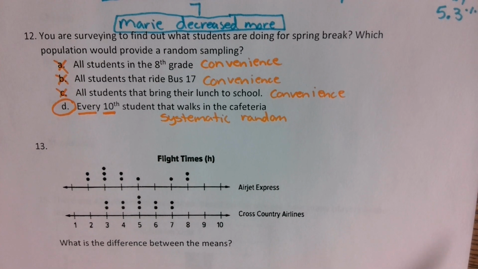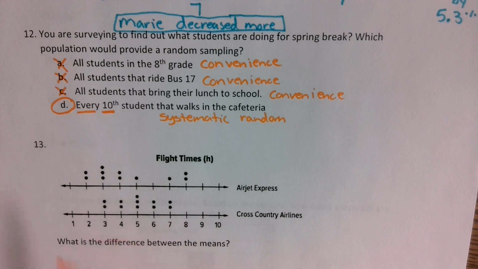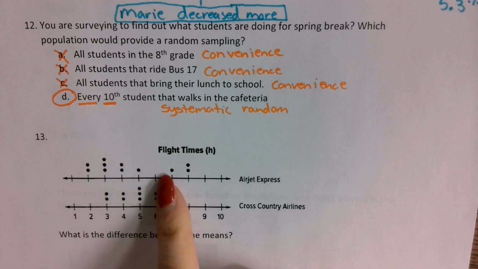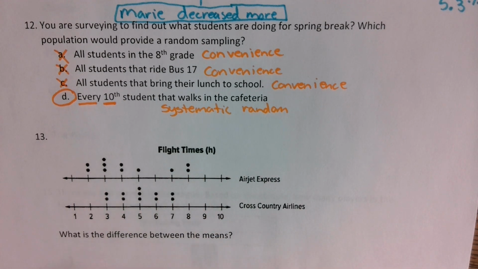All right, number 13. You guys can do this one on your own. I want the difference between the means. So what do you need to find first? The mean, not the median. You need to find the mean of each data set before you can find the difference. Find the mean of each data set and then find the difference.